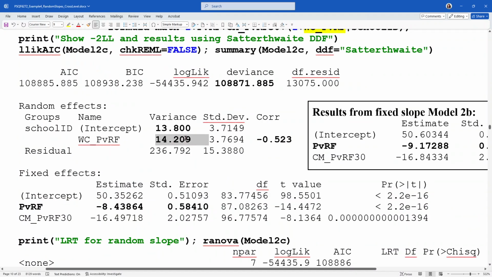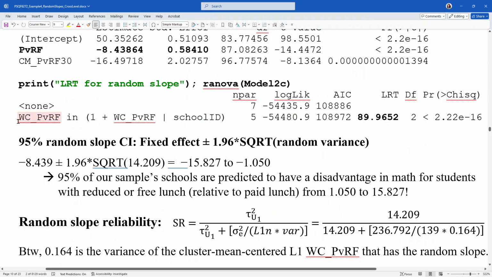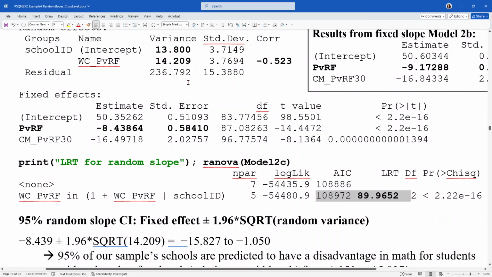Survey says, here's our new variance. It's 14. Seems like a lot. We've also added a covariance with the random intercept, registered as a correlation here of negative 0.5. How do I know if we need this new random slope? Likelihood ratio test, our friend Renova. Survey says, yep. Okay, I need a random slope. Slope variance is 14. Now what?